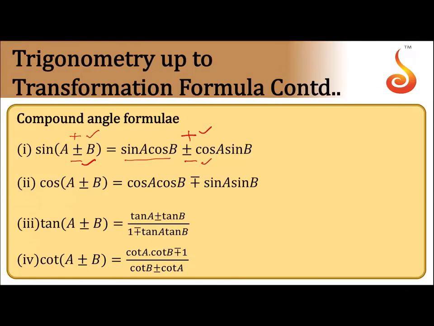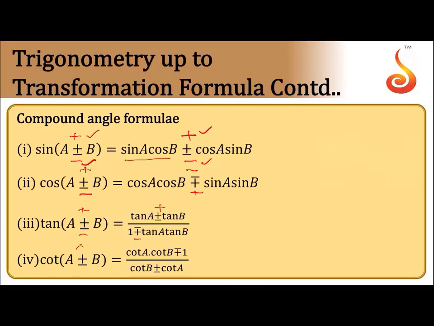Cos A plus B is equal to cos A cos B minus sin A sin B. If it is a plus sign, you have to take a minus sign. Cos A minus B is equal to cos A cos B plus sin A sin B. Whereas tan A plus B is equal to tan A plus tan B by 1 minus tan A tan B, and tan A minus B is equal to, changing the sign here, tan A minus tan B by 1 plus tan A tan B.